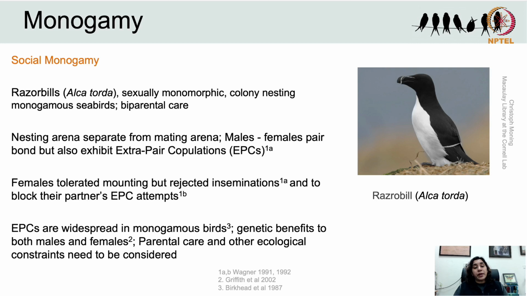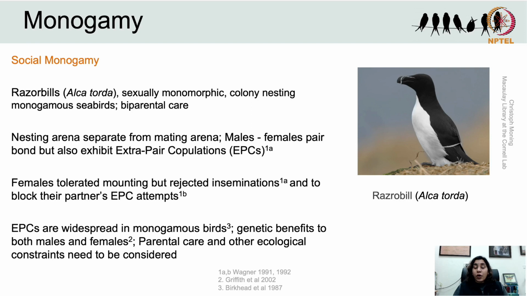However, when pair-bonded females arrive in these mating arenas, males approach these females to attempt to mate with the visiting females. In a study conducted on razorbills by Wagner, it was found that the pair-bonded females tolerated mounting by males, but they rejected insemination. This was especially true for females that had already laid the egg. Data from the study suggests that 22 out of 107 extra-pair copulation attempts recorded on pre-laying females were successful, whereas 0 of the 55 extra-pair copulation attempts recorded on post-laying females were successful.